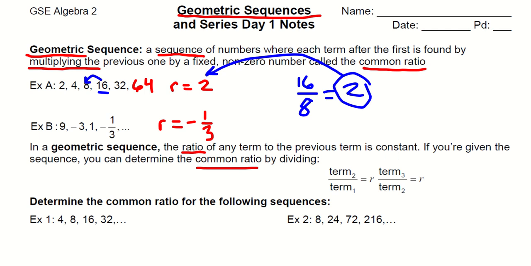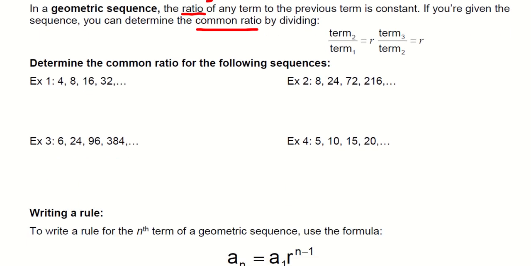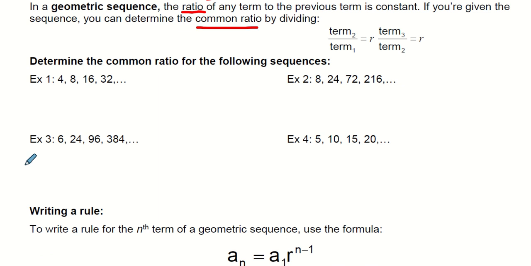So if you want to find the common ratio, you can just take any term and divide by its previous term. Now, some of you may be thinking, it's kind of easy to tell what the common ratio is. If I look at example 1, I know that I'm multiplying by 2 each time, so the common ratio is just 2. That's fine, but there are some examples that aren't quite as simple as that.